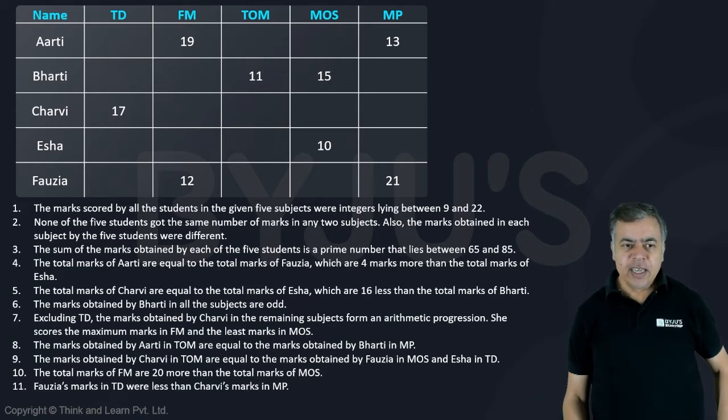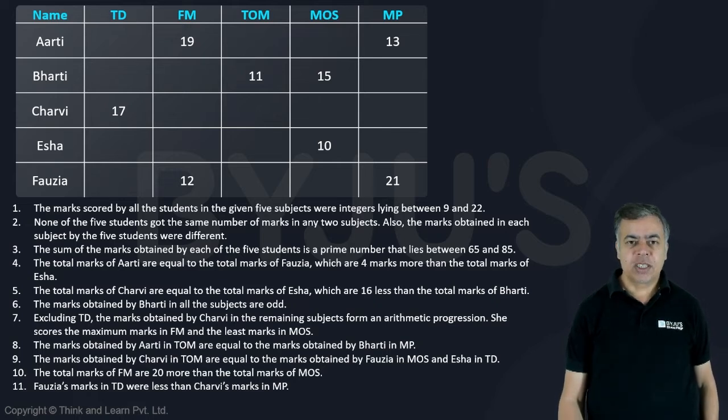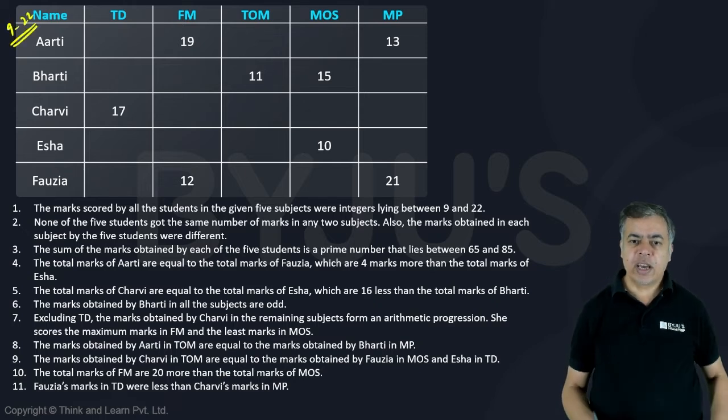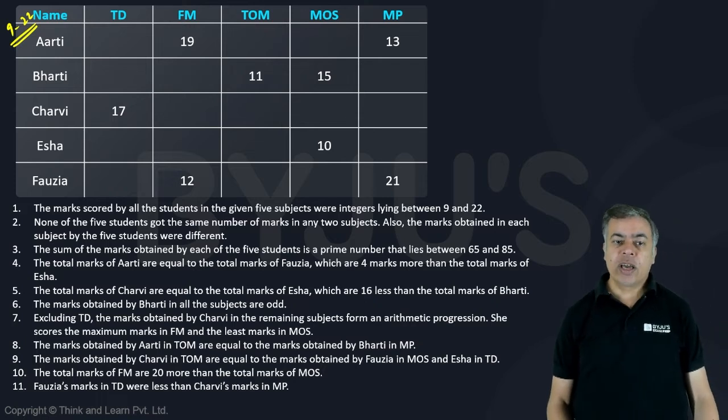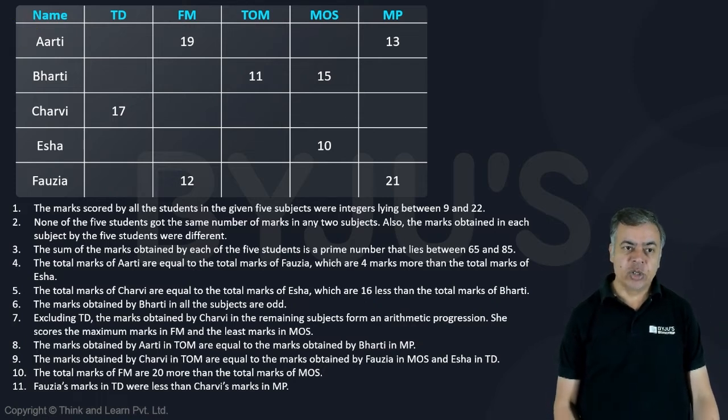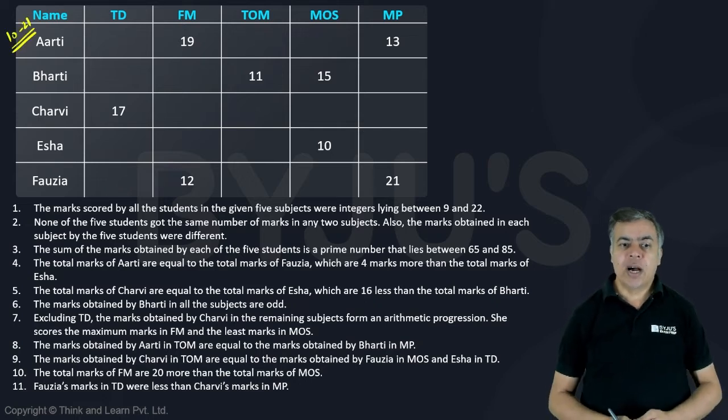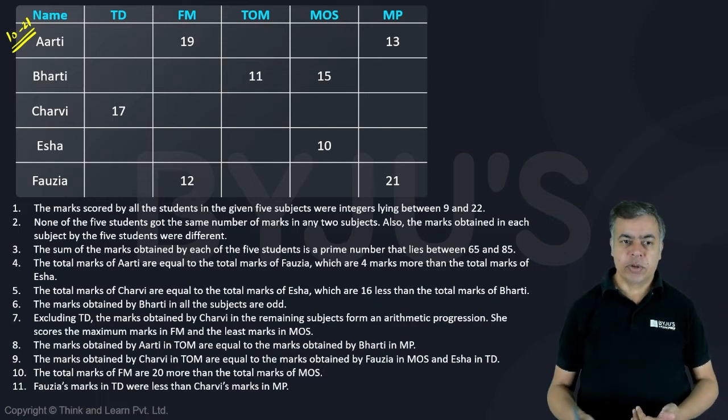Now see, he's saying the marks scored by all the students in the given 5 subjects were integers lying between 9 and 22. So all the marks in this table must be from 9 to 22, right? You cannot have 9 itself, since it is between 9 and 22. So it should be between 10 and 21. You can have only marks from 10 to 21, minimum 10, maximum 21.